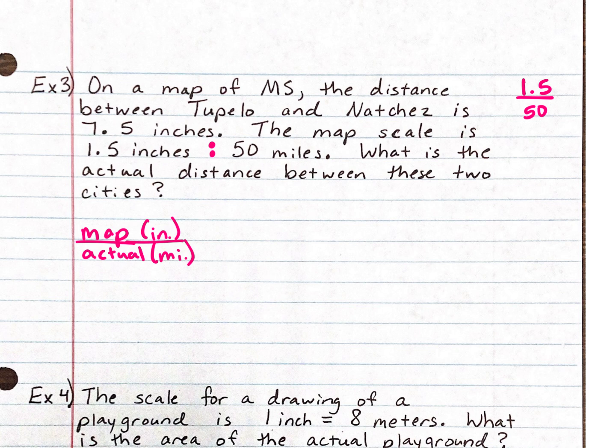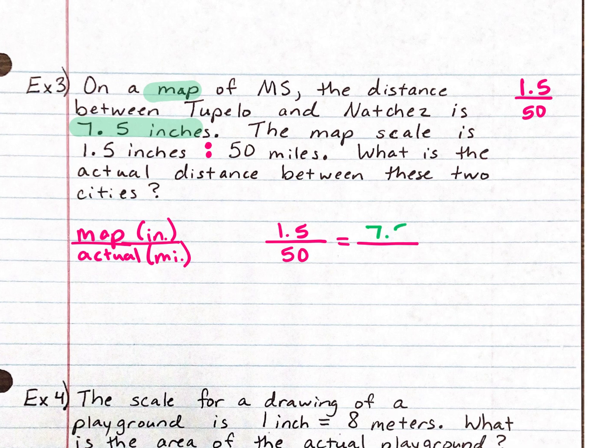So I'm going to set up a proportion. I'm going to start with my scale, 1.5 inches for every 50 miles. And then I'm going to look at the information that I have. I have that it is 7.5 inches on a map. So I'm going to plug in that here for the map, 7.5. I want to know what is the actual distance between these two cities. So that's my unknown. I'll just call it D for distance.